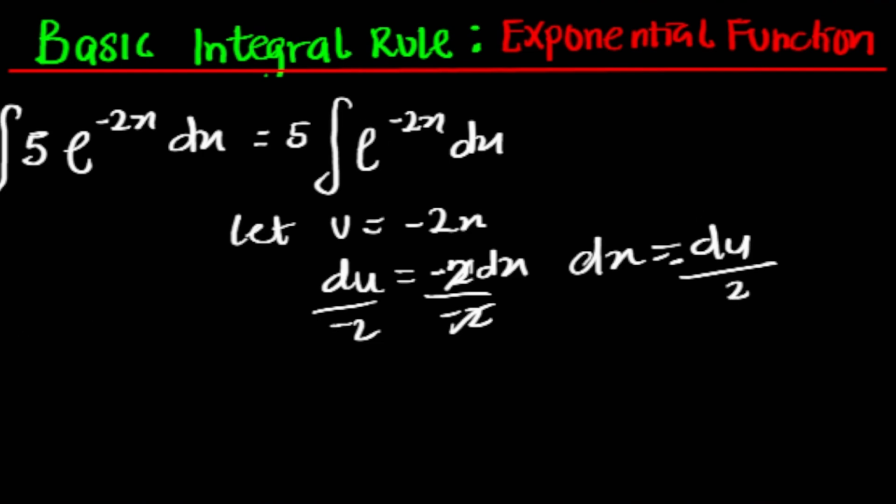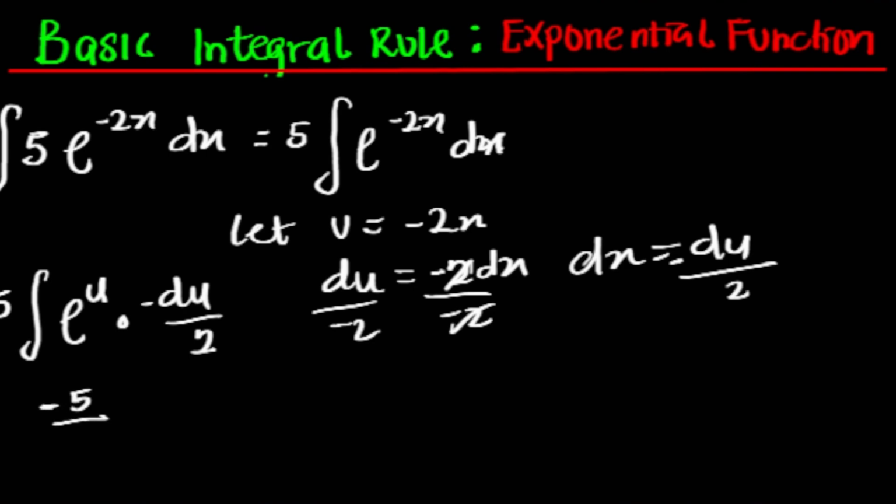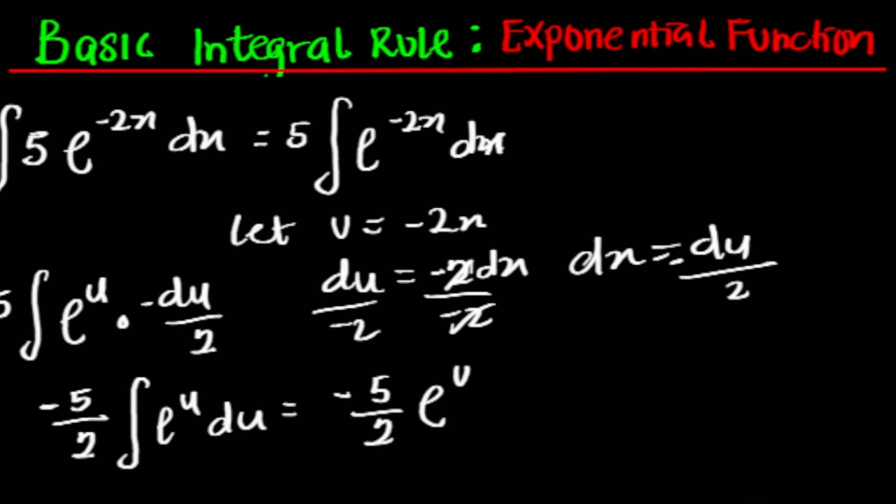Then come back here, you're going to have 5 times the integral of exponential minus 2x, and minus 2x is u, right? So since minus 2x is u, I'm going to put u here, then multiply by my dx, which is minus du over 2. So I can factorize this out. I'm going to have minus 5 over 2 times the integral of exponential u du. So this is going to give us minus 5 divided by 2 exponential u plus c.